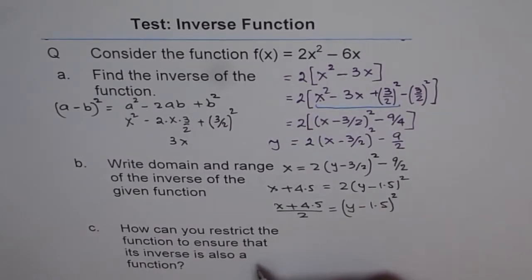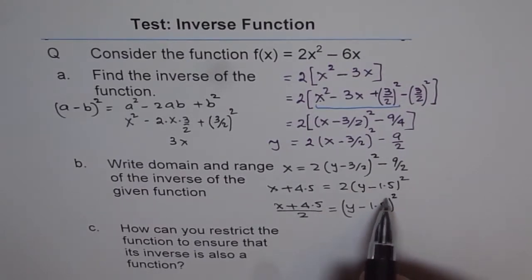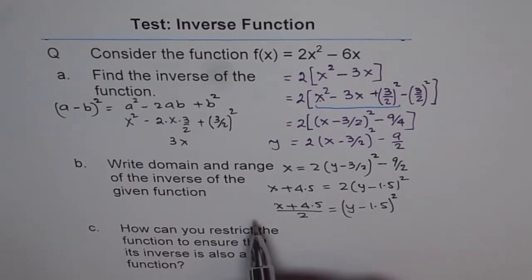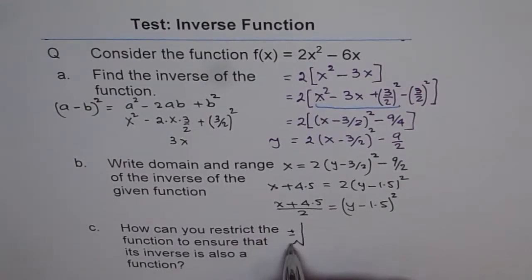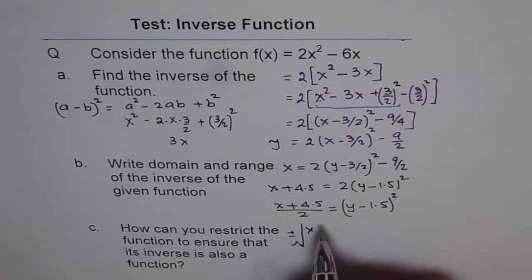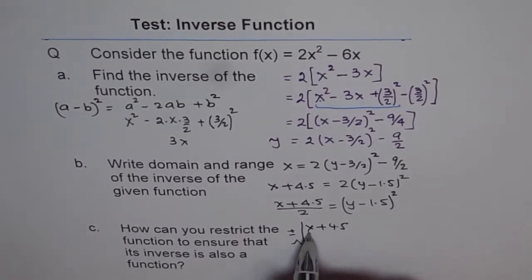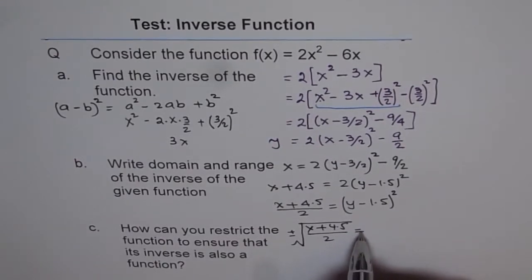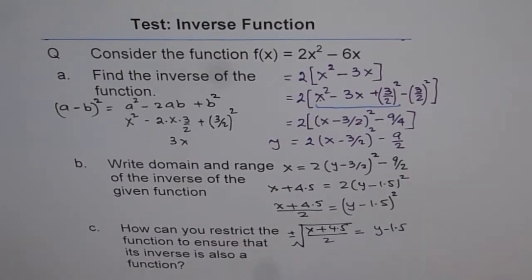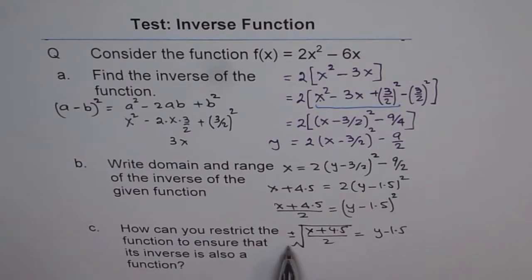Now this is a critical step. We need to find what y minus 1.5 is, so we'll square root both sides. Remember, when you do square roots, you have to write plus and minus. Don't forget that. The square of a negative number is also positive. Therefore, we write this as plus and minus square root of (x plus 4.5) over 2 equals y minus 1.5. This is a step where students can make mistakes. Whenever you square root both sides, we are considering both plus and minus signs.